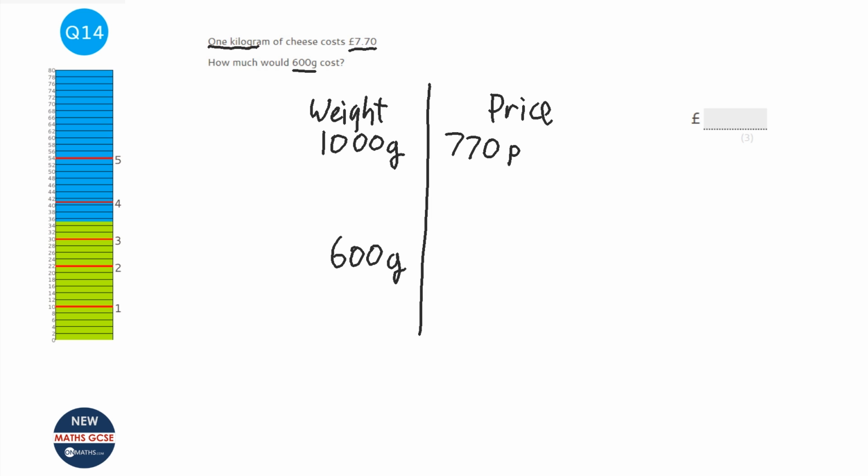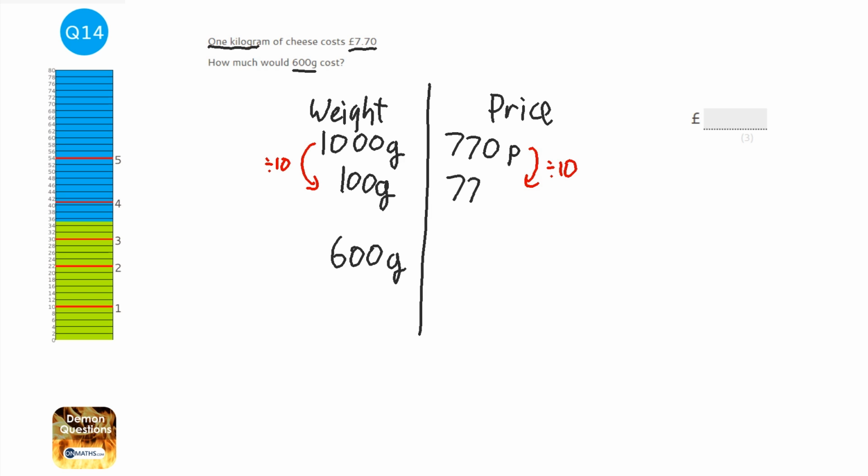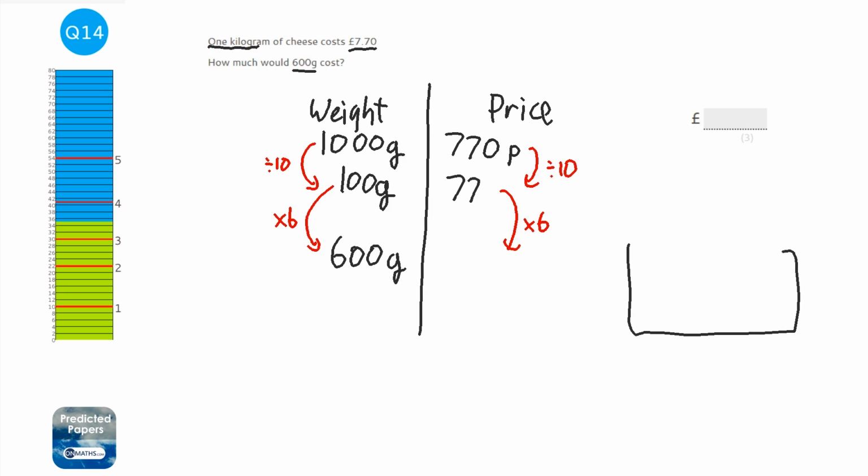And so first of all, if I've got a calculator, I can do this a lot easier, but without a calculator, let's try. Well, I can first of all divide this by 10 to get it so that it's 100. So that's 100 grams, and that would be 77. And then what I can do is I can times these by 6 to get 600. Okay, so if you've got a calculator, you can just type it in, but let's assume that you don't for this question.